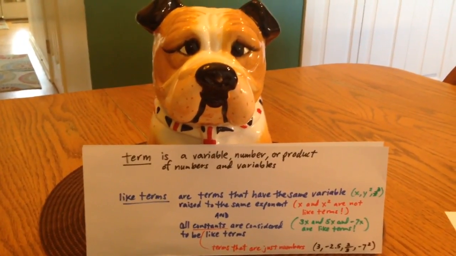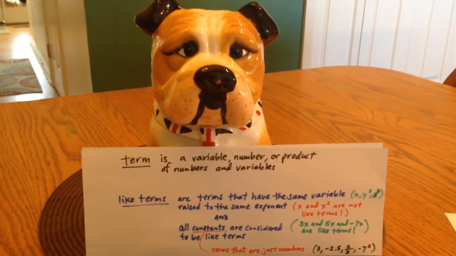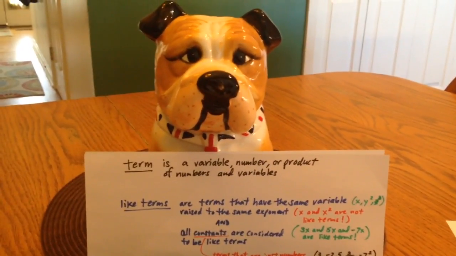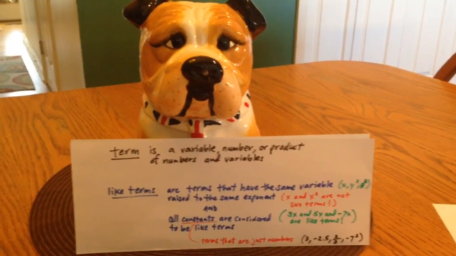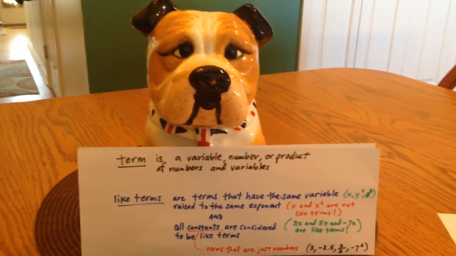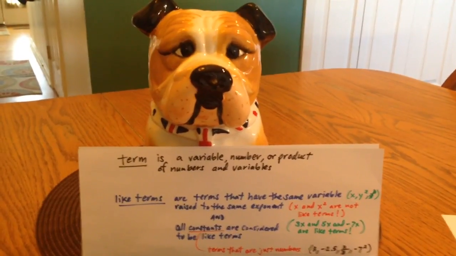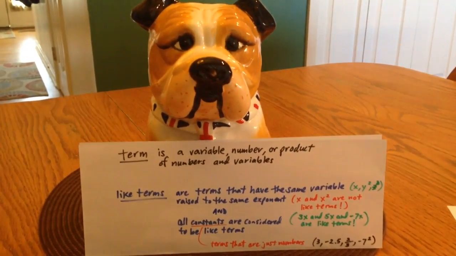And another family of like terms are constants. Constants are terms that are just numbers, like 3, negative 2.5, 2/3, negative 7 squared, and such. And all constants are considered to be like terms.